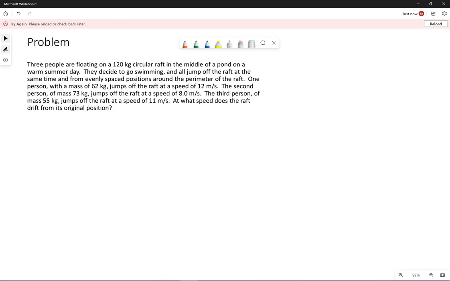If you listened to the last video, I said we were going to do something with momentum and energy, which we will, but I decided to do one more example with just momentum. So we have 3 people on a raft. This raft is 120 kilograms. They're in the middle of a pond.